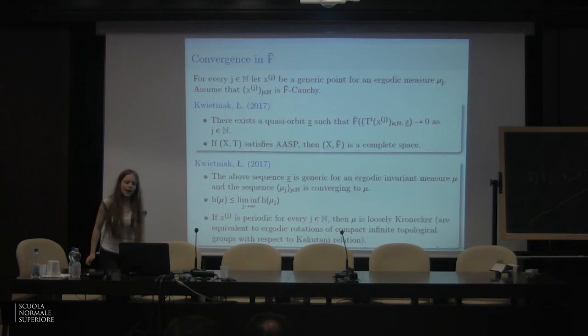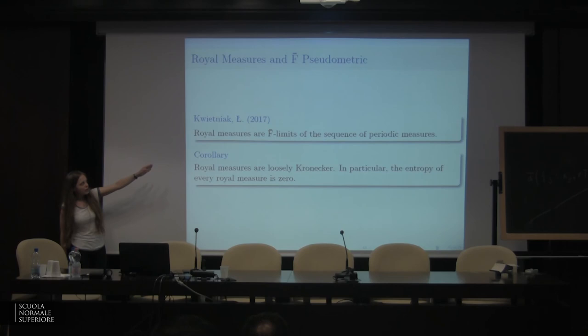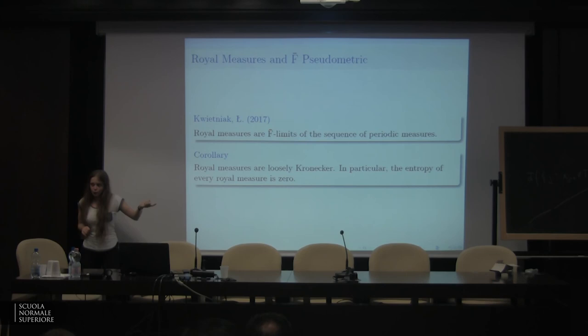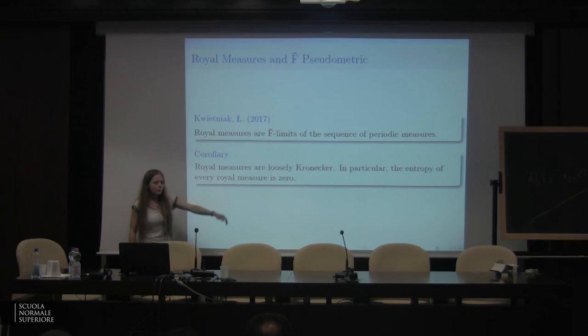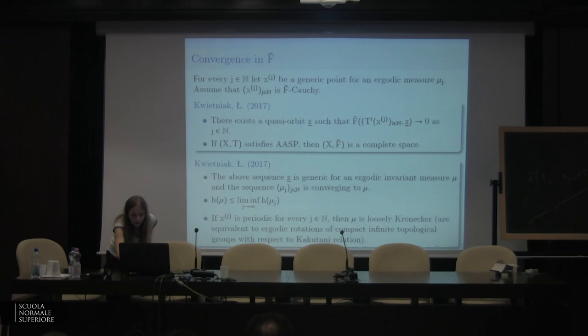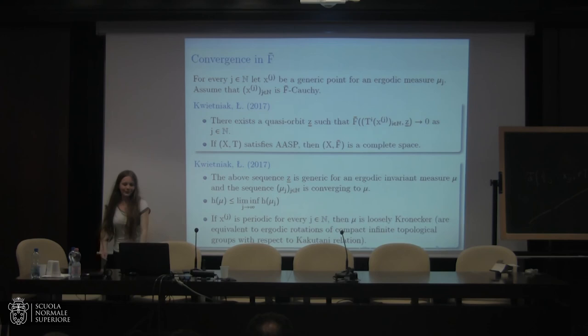And we also show that Royal measures, which are, as I said before, weak star limits of some periodic measures, are also limits with respect to this Feldman-Kantor pseudometric. And because of that, we can apply results from the previous slide to these Royal measures, and we get that Royal measures are loosely Kronecker. In particular, they have to have zero entropy. If you would like only this entropy result, you can just look at this, because every periodic measure clearly has zero entropy, so also this has to be zero. And I think I can stop here.